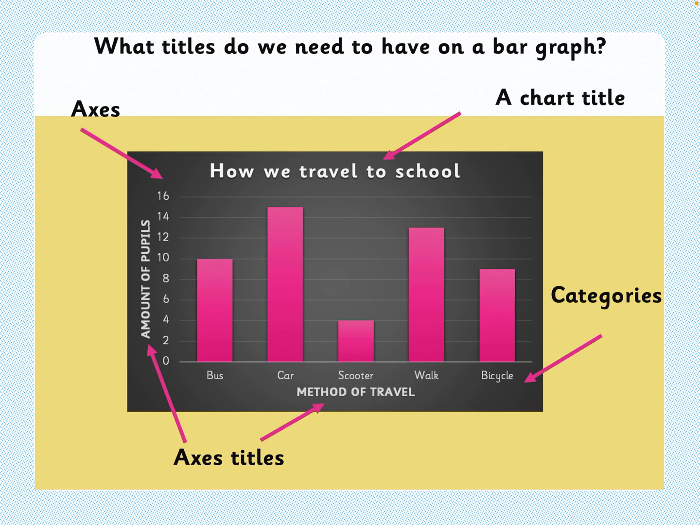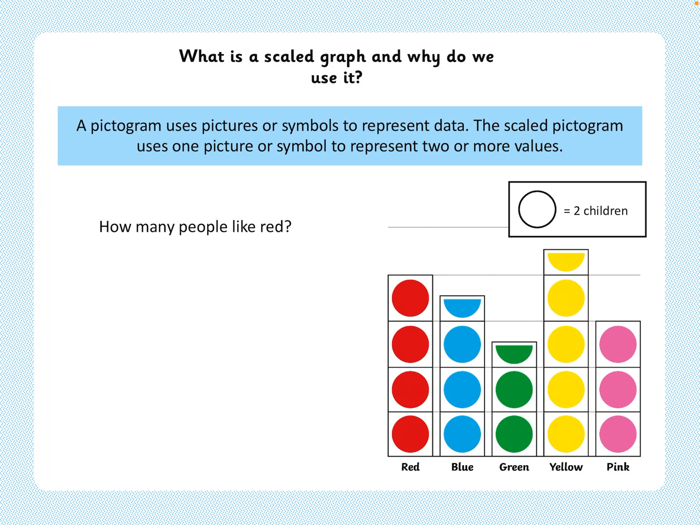The titles we need on a bar graph, well, firstly we need the chart title. What is the graph about? We also need the axes titles. So on the side we have the amount of pupils, for example, on this one to show what the scale represents, and we have the method of travel to show what each bar represents, and with that the categories. If you don't have these titles, it doesn't make the bar graph clear, we don't know what it's about, and it's harder to read. So they're super important.